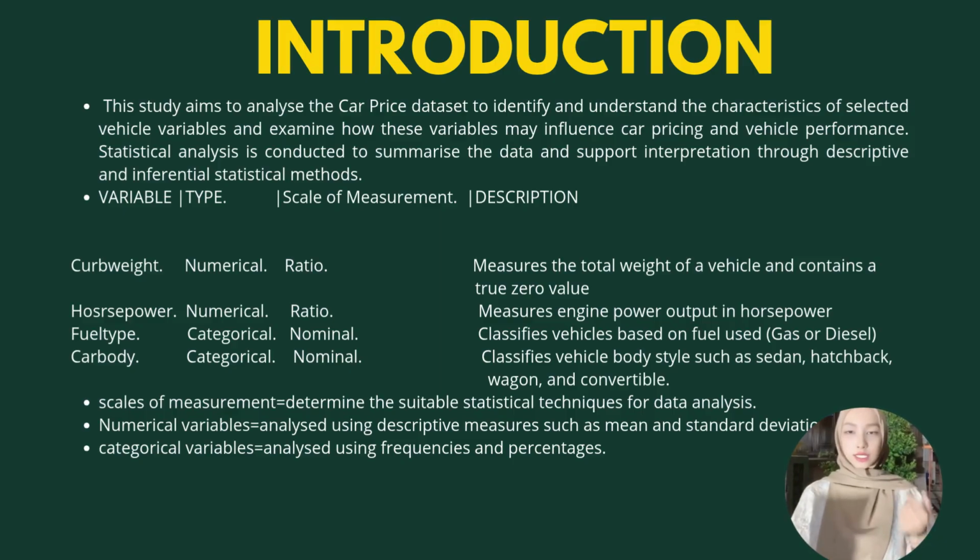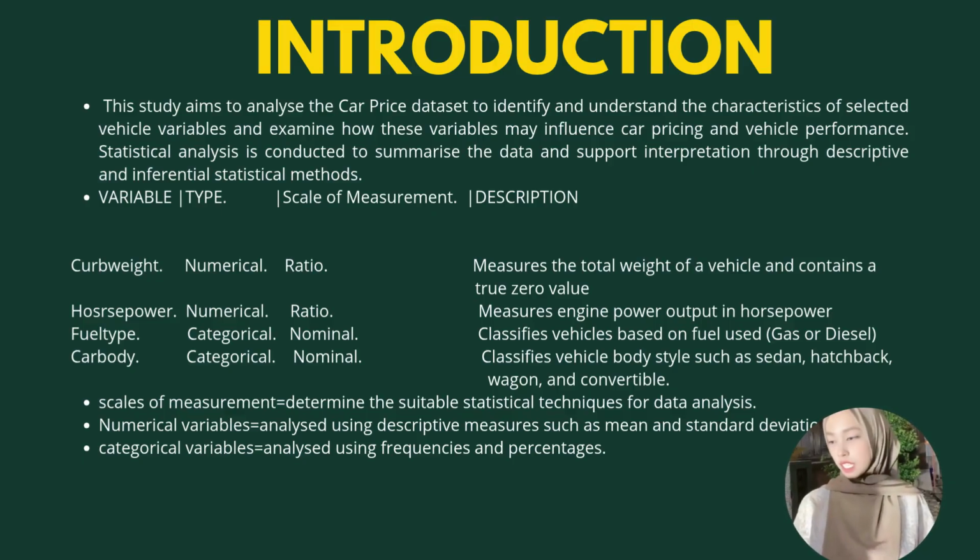For the introduction session, this study used the car price data to analyze visual characteristics and understand factors related to car performance. In this study, we select two numerical variables, which are car weight and horsepower, and two categorical variables, which are fuel type and car body.